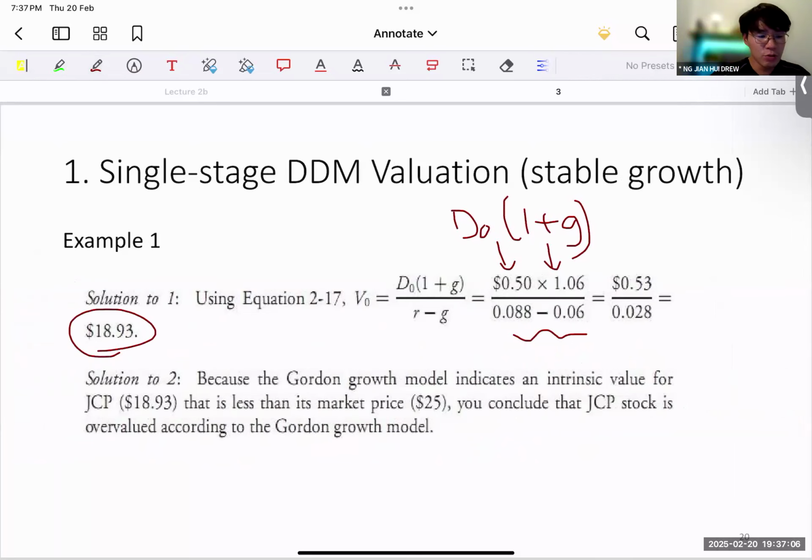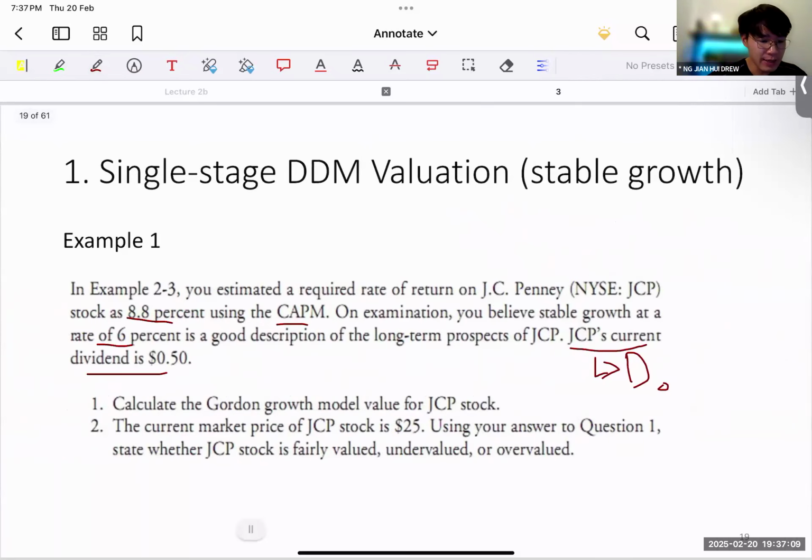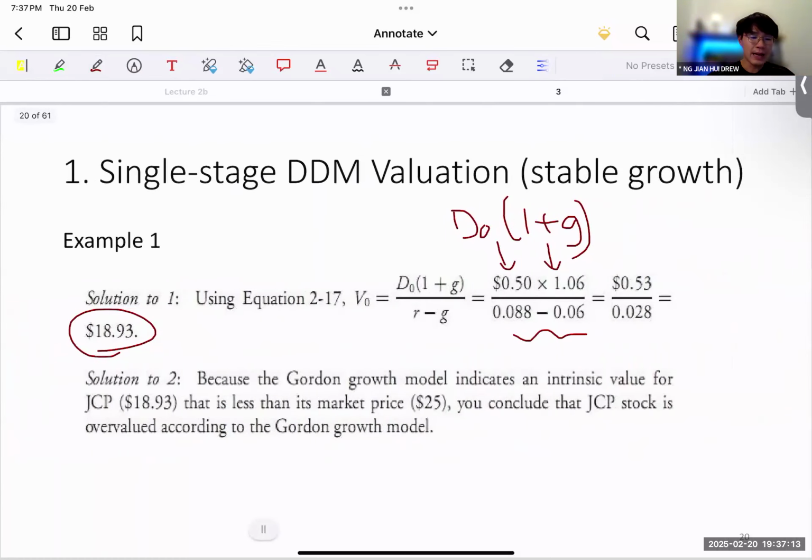So going back to part 2, let's just look at it. The current price of the stock is 25. What you have valued is 18.93. It means that this stock is overvalued, right? The intrinsic value is only 18.93, and the market is selling at 25, which means it's overvalued. So you should sell the stock.